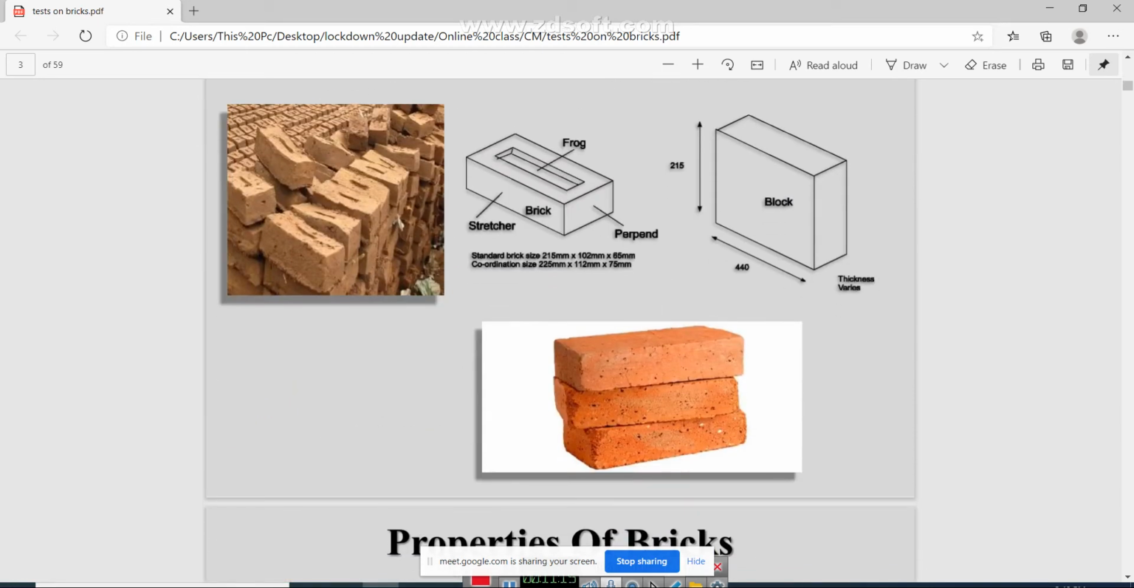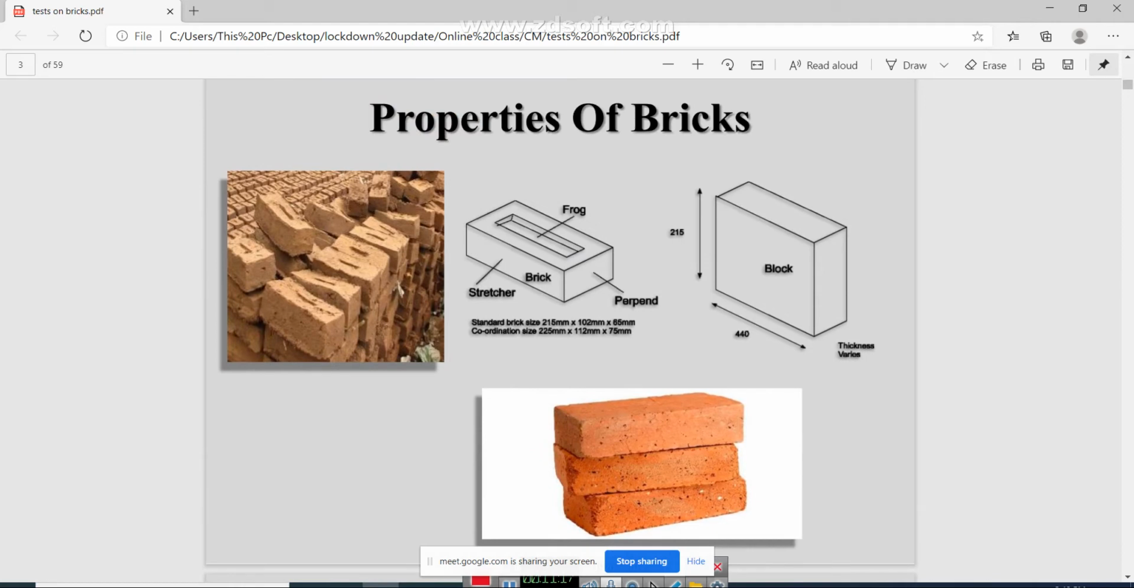Okay. Now, when we were discussing bricks, I told you about the frog. Do you remember? When we were discussing the molding of bricks, I told you about ground molded and table molded bricks. At that point, I was telling you about the frog. A frog means there will be a depression on the surface of the brick.